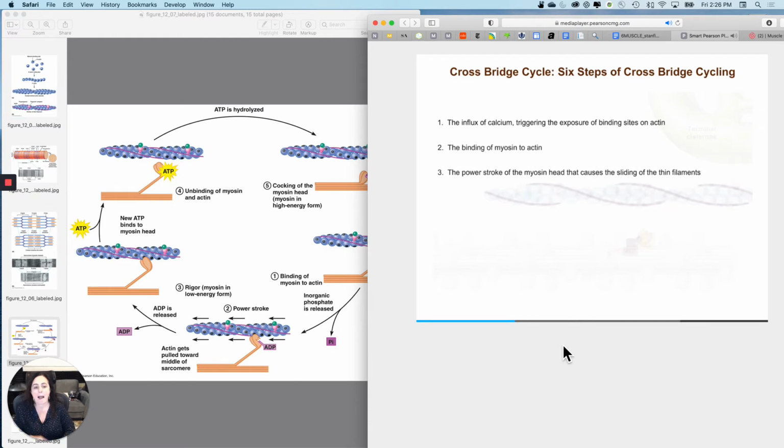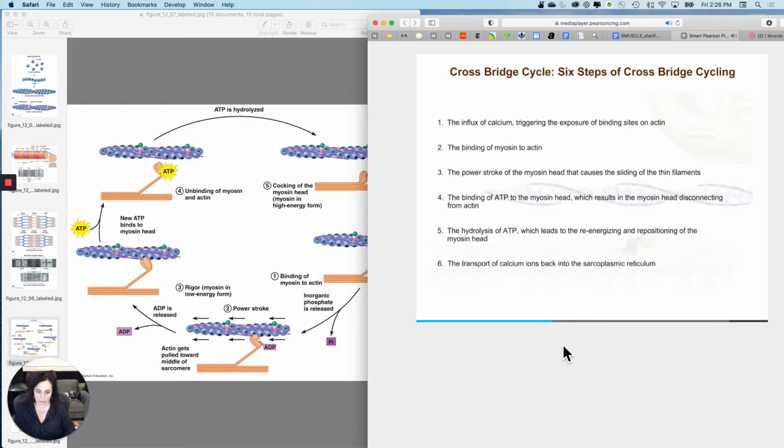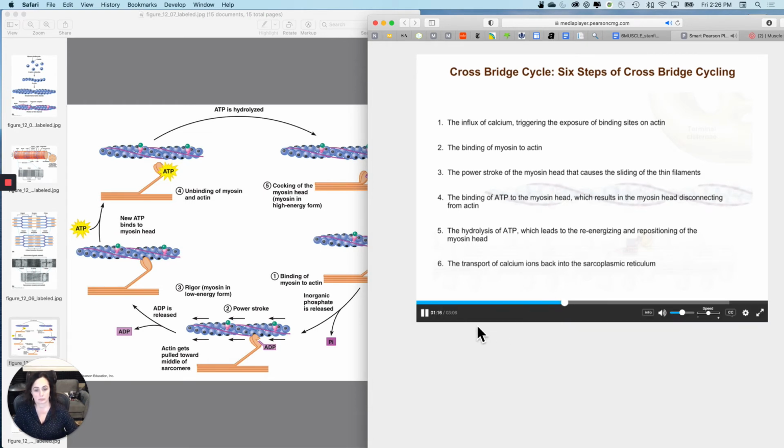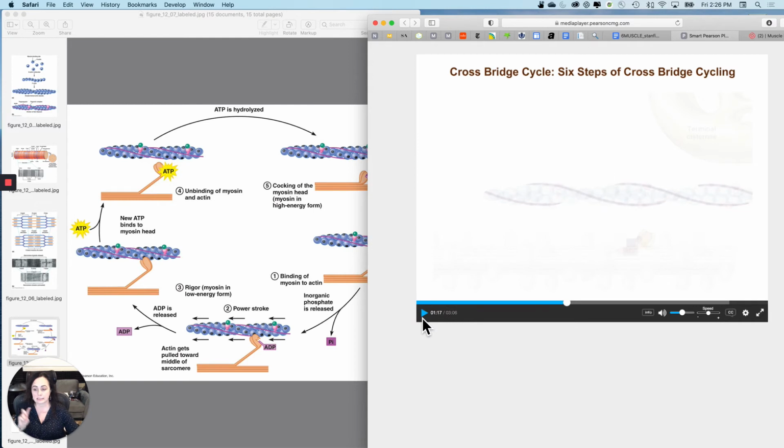The power stroke of the myosin head that causes the sliding of the thin filaments. 4. The binding of ATP to the myosin head, which results in the myosin head disconnecting from actin. 5. The hydrolysis of ATP, which leads to the re-energizing and repositioning of the myosin head. 6. The transport of calcium ions back into the sarcoplasmic reticulum. Okay, we haven't done step 1 or step 6 yet, but we will, so you can go ahead and pay attention and consider it a preview.